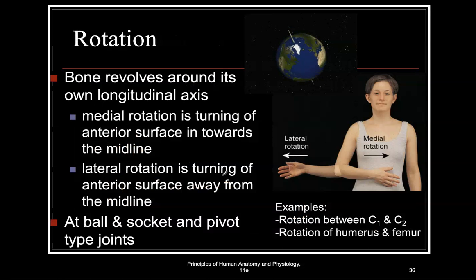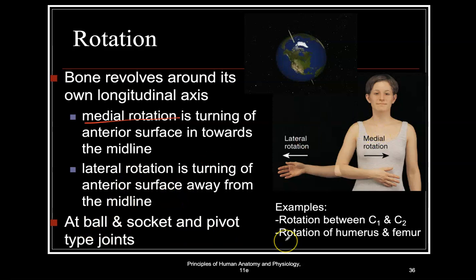Now, rotation, you can think of just like the earth rotating around an axis. Rotation is going to be a bone revolving around its own longitudinal axis. And because of that, we usually have medial rotation, which is turning towards the midline, and then lateral rotation, okay? So in this case, she's doing medial rotation as she rotates her shoulder towards the midline and brings her arm towards the midline, and then lateral rotation as she rotates at the shoulder away from the midline, okay?